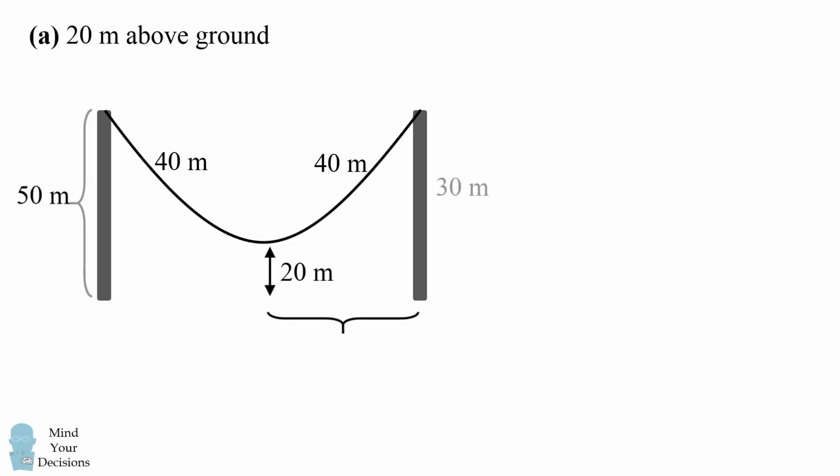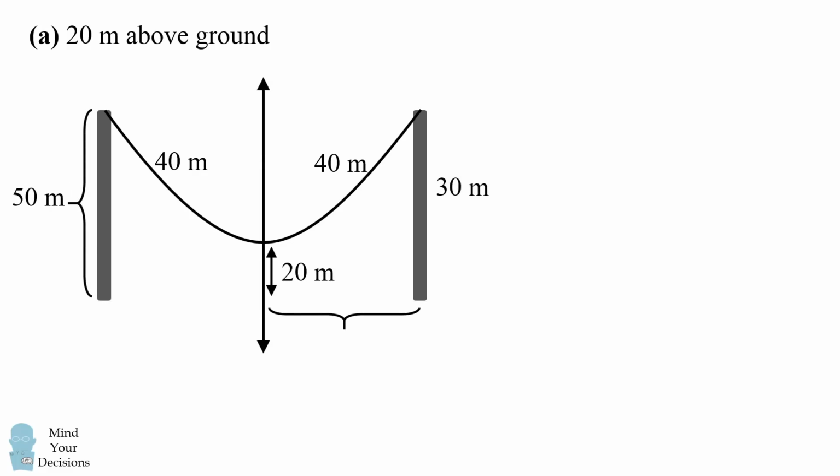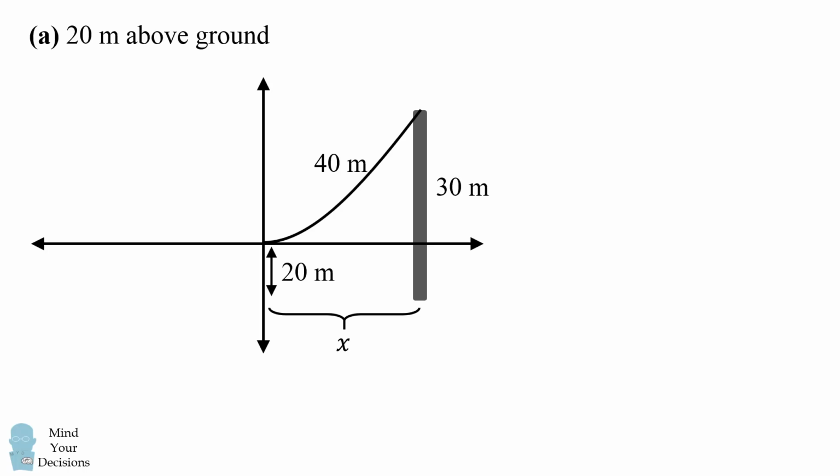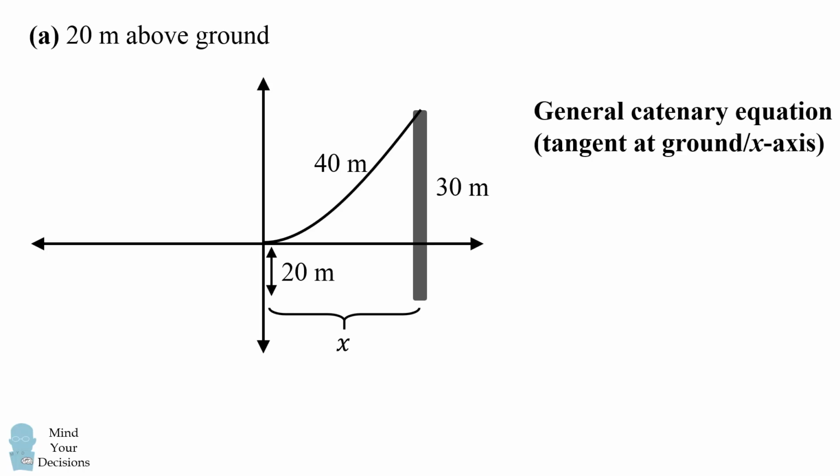We'll also use a convenient coordinate system that's centered at the center of this hanging cable. In other words, the y-axis goes at the center of the cable, and the x-axis also goes so that it's just touching and tangent to the center of the cable. So we want to calculate this distance x. From the paper, the general catenary equation that's tangent to the ground or the x-axis takes the following form. y is equal to a cosh of the quantity x over a, minus a. Furthermore, the top of the pole in this diagram will be at the coordinate (x, 30).